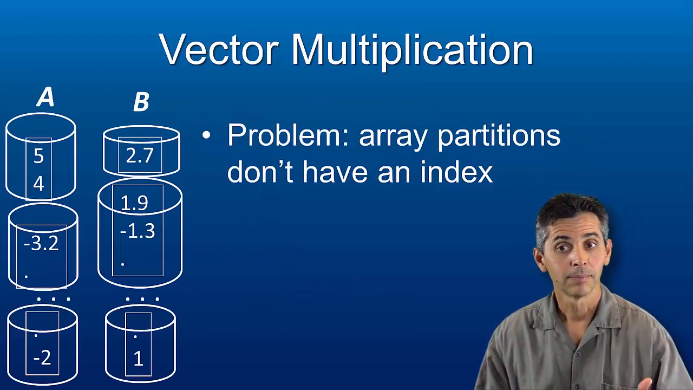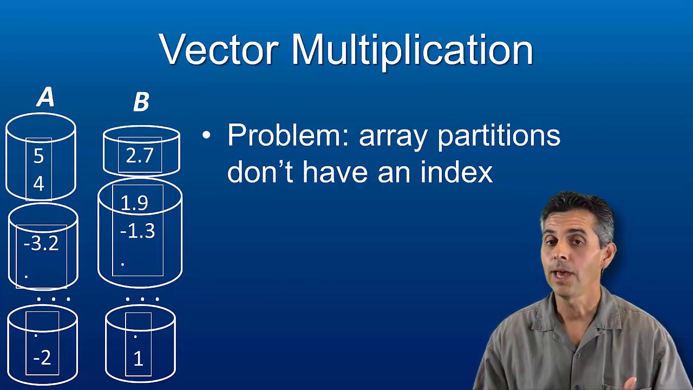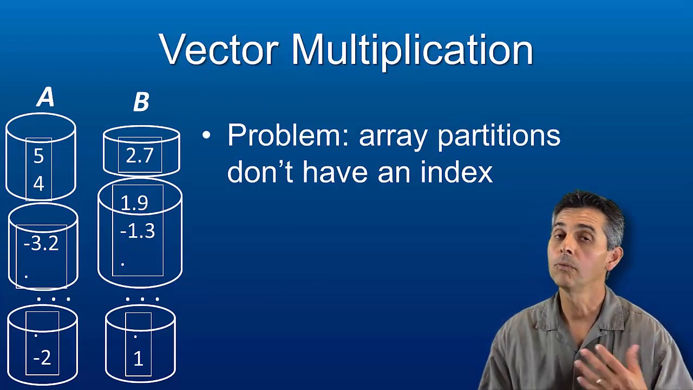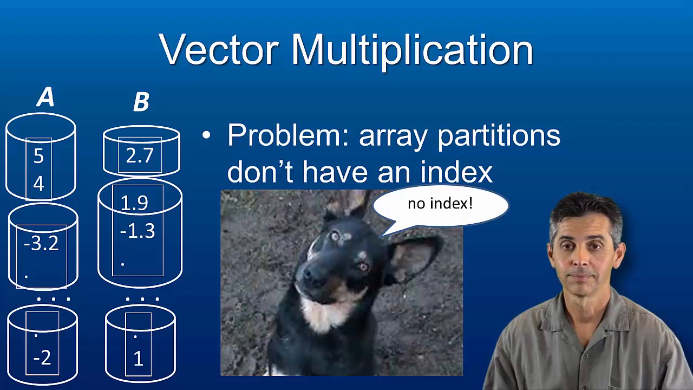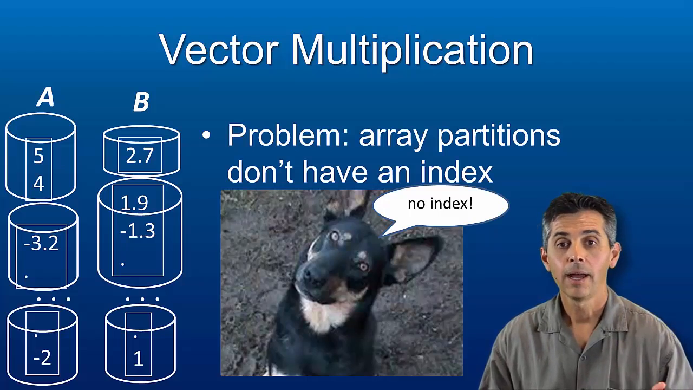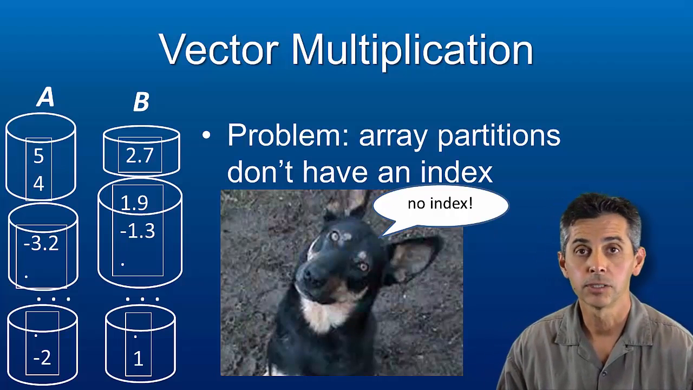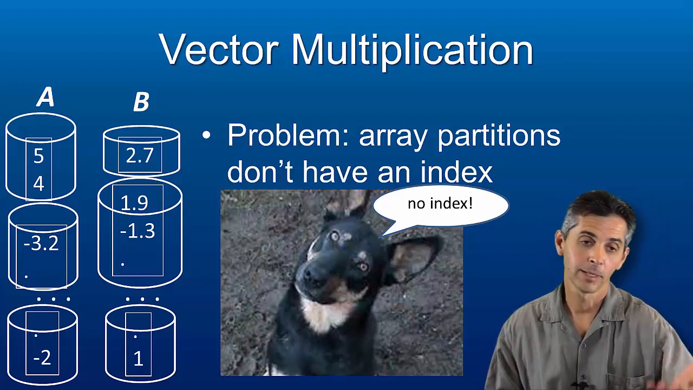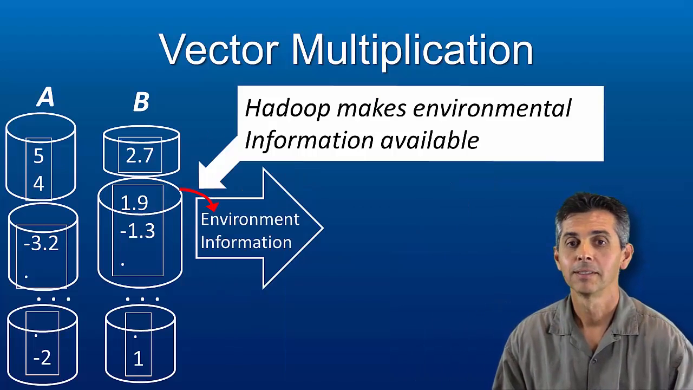But there's a problem. The files are just numbers. After partitioning, there is no overt index information. So it's a little bit of a puzzle. It's not obvious how to know where the data came from in the original file. And there's my complimentary picture of a pet.